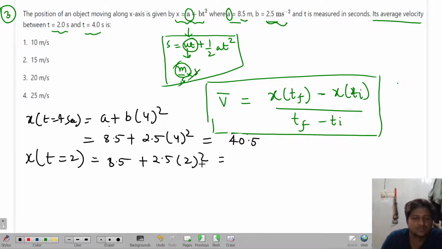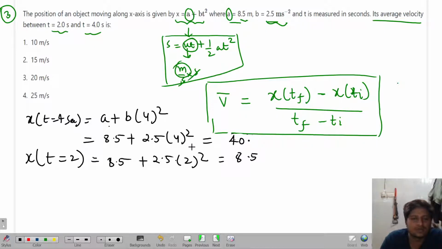40.5. And this is how much? Sir, that is 40. Okay, that is just 40. And this is how much? 8.5. It is just 8.5. So 40 plus 8.5 is 48.5.